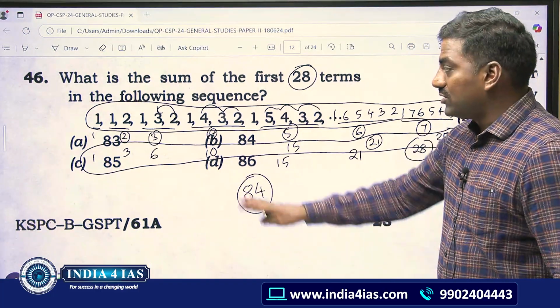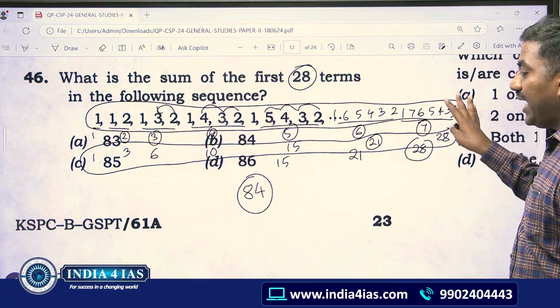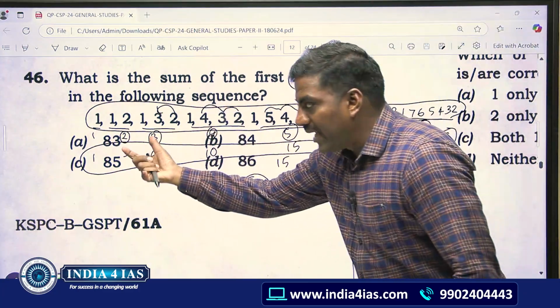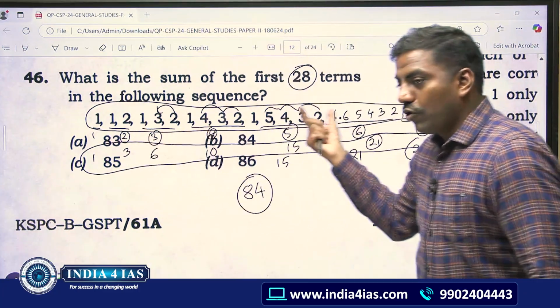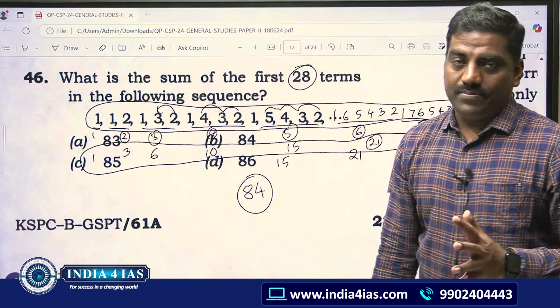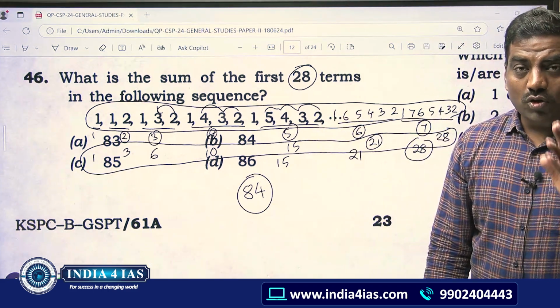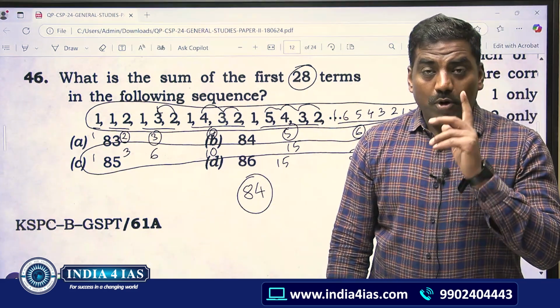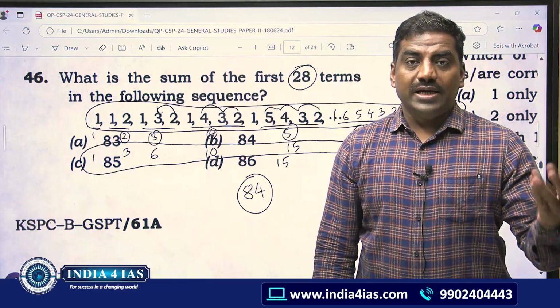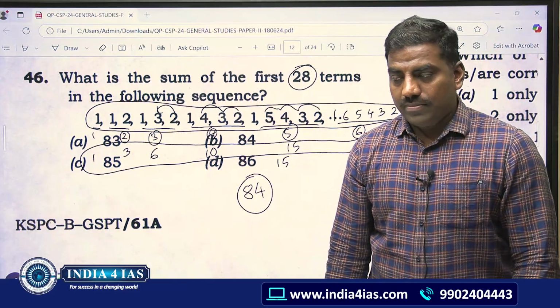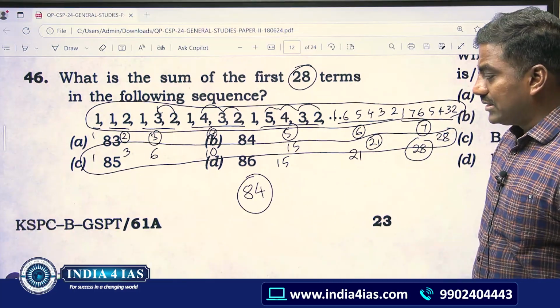So this is not the problem that you have to take in the first round, because we have 3 concepts here. First you have to complete 28 terms. Then you have to make the sum of each of the groups. Then you have to add them. It is not a joke. So it is not the problem to be taken in the first round. You can take it in the second round or the third round. Be careful in that. So the answer is 84.